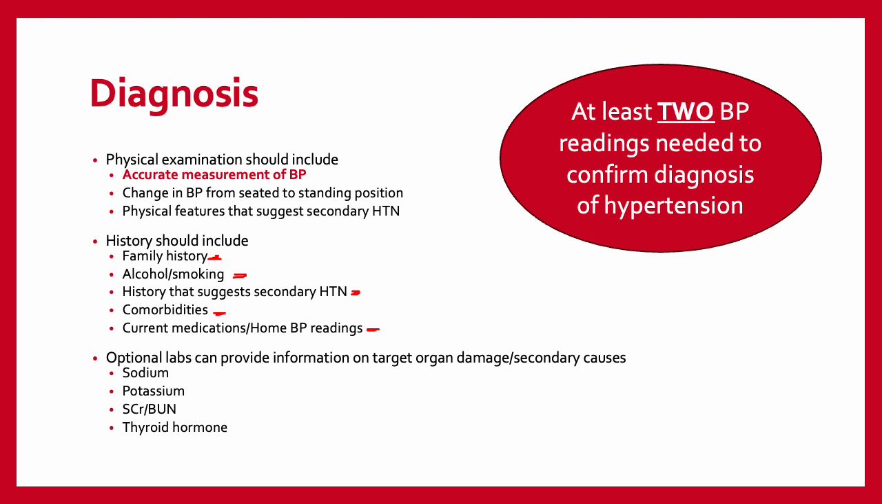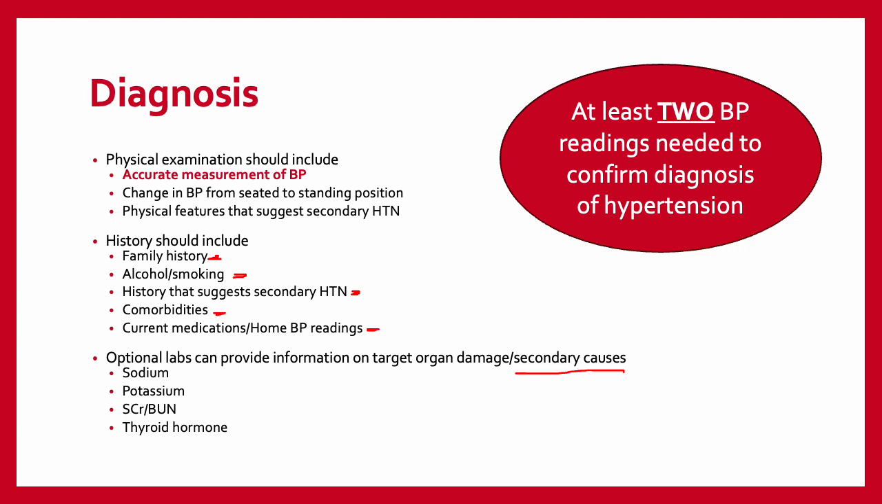So we want to take a look at sodium, potassium, look at what their fluid homeostasis is like, look if they have fluid overload. We also want to look at their serum creatinine and BUN, see if there's any sort of renal damage going on. And we want to look at their thyroid hormone too, because hyperthyroidism can cause elevations in heart rate and blood pressure too. So that's just one example of a secondary cause that we could screen for using labs. So all that is pretty routine in assessing a patient with potential hypertension.